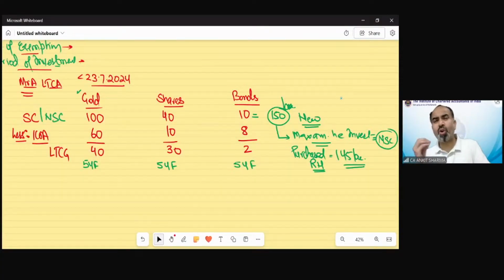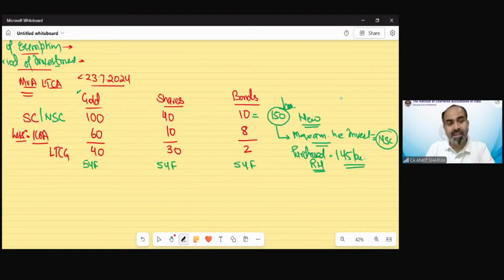And we do not have any problem. We can give this 54F exemption from gold, shares and bond, all the assets, if the proportionate exemption formula did not exist. If there was no proportionate exemption formula, I could reduce the exemption of 40 lakh from this, 30 lakh from this, and the balance from this. But the problem is something else.